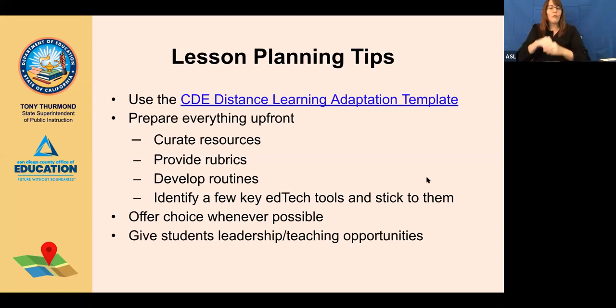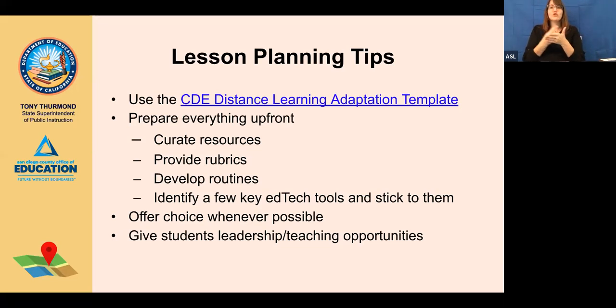Offering choice is a key piece of this puzzle, and we will share a little bit about some of the choice boards that we've seen as we go through this. And then don't forget to give students their own leadership and teaching opportunities. We know that students have been in CTSOs, they have had leadership throughout their in-person learning, and that doesn't have to end now.